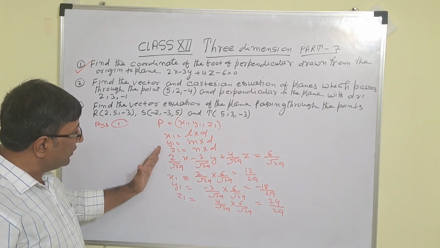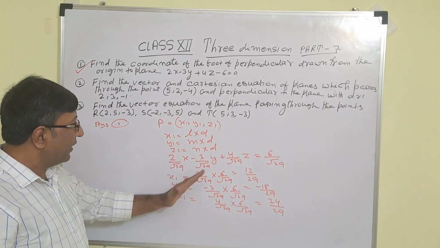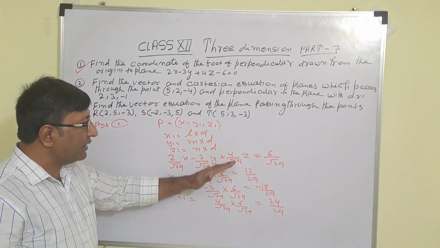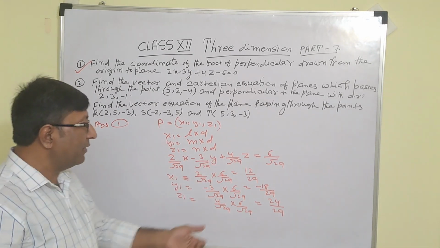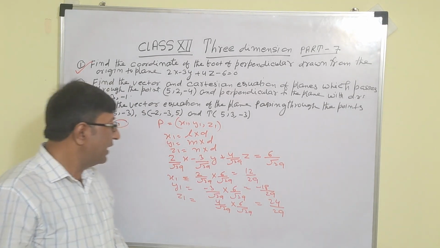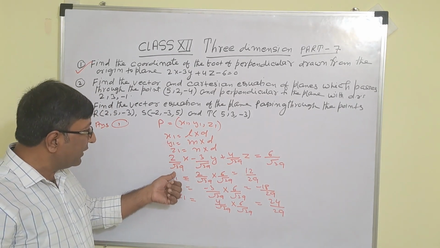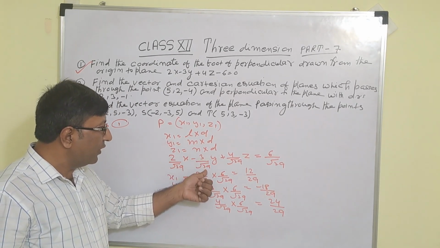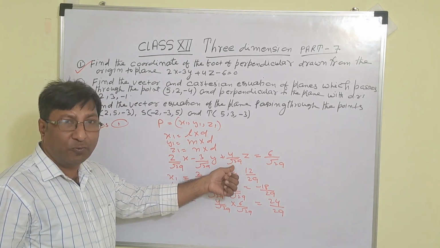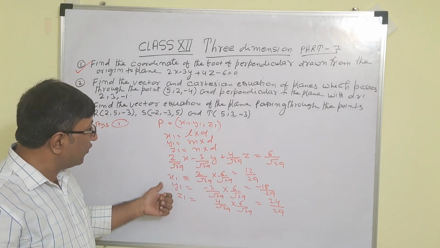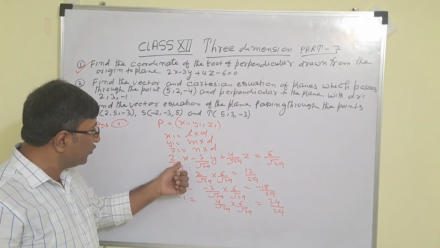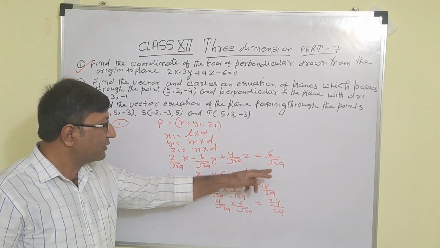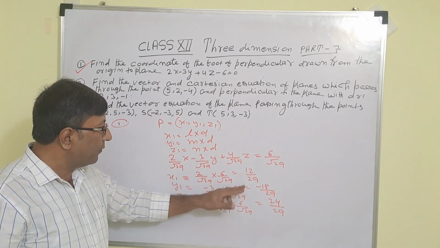Now this is the equation in the form of lx plus my plus nz equal to d, where d is the perpendicular distance and l is 2 by root 29, m is minus 3 by root 29 and n is 4 by root 29. So x1 equal to what? l into d, that is 2 by root 29 multiplied by 6 by root 29, 12 upon 29.